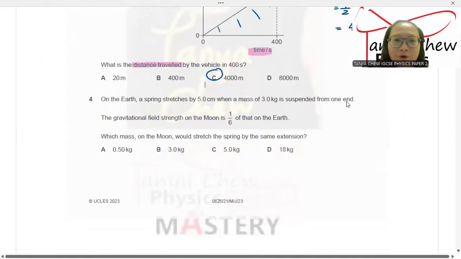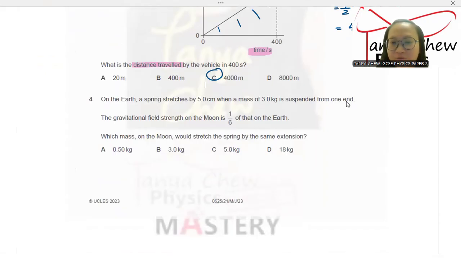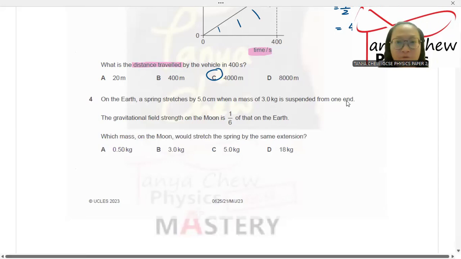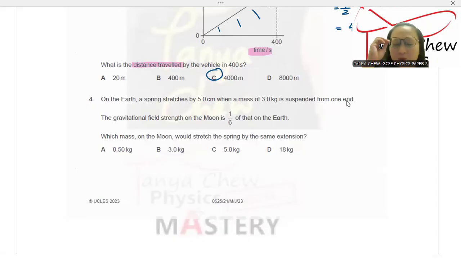Number 4, on the earth, a spring stretches by 5 cm when a mass of 3 kilograms is suspended from one end. The gravitational field strength on the moon is 1/6 of that on earth. Which mass on the moon would stretch the spring by the same extension? So I have to do it one by one.